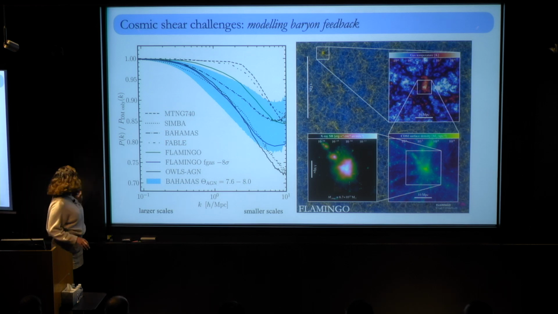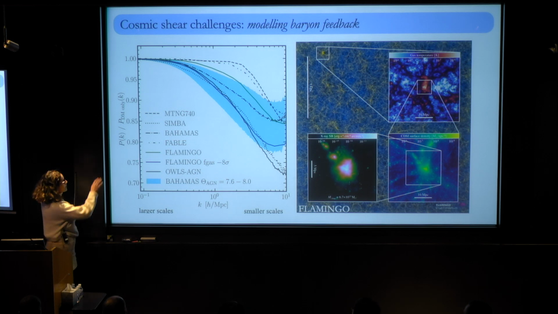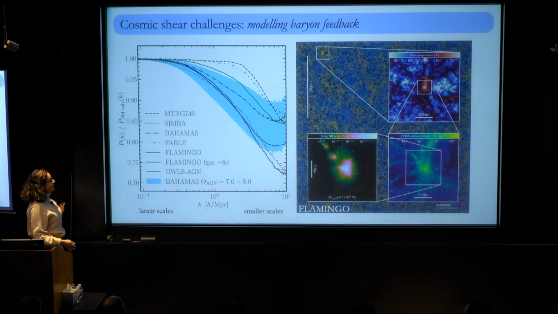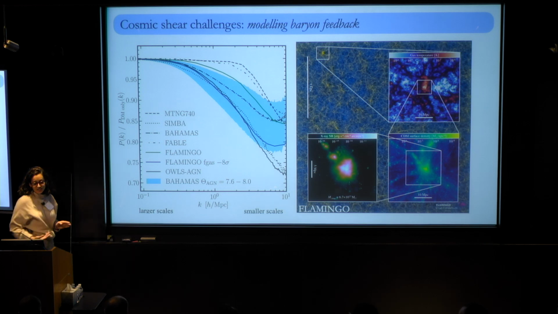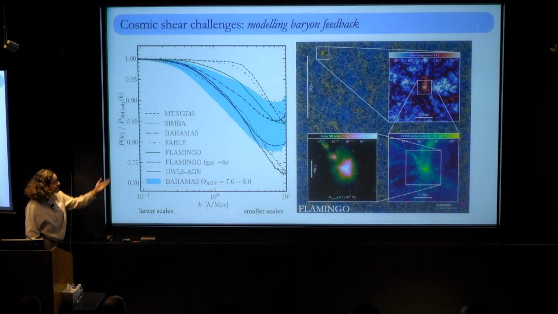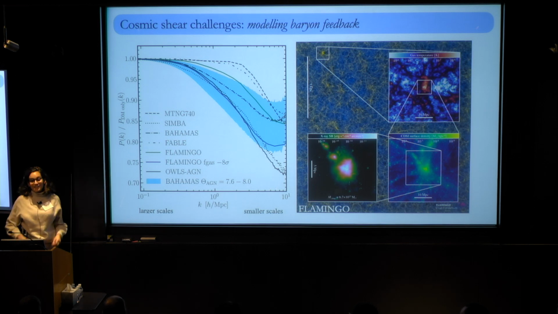So we've seen this plot a few times today. And here I'm showing a few different state-of-the-art simulations. And you can see that there is a large uncertainty on both the amplitude and the scale extent of these predictions, spanning about 20–25%. And that's far more than we can tolerate. We need this to percent level accuracy.